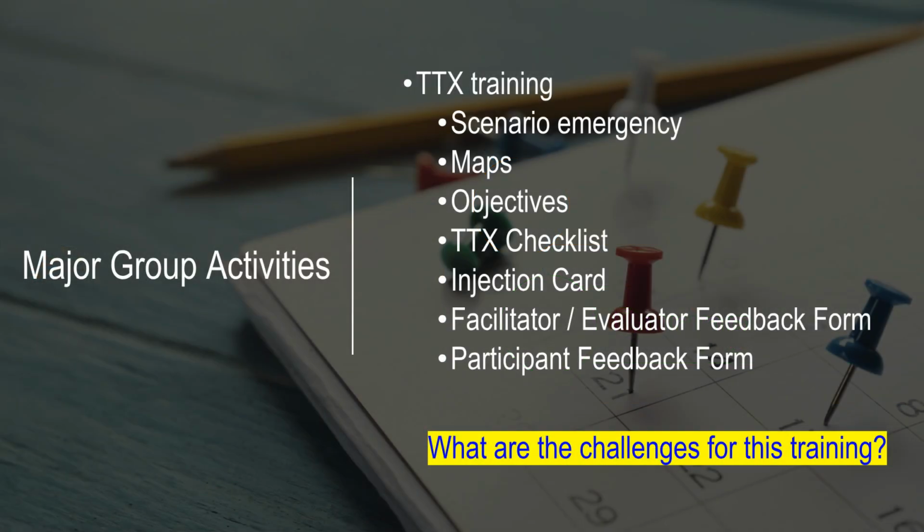Major group activities in a TTX include reviewing training materials, such as scenario emergencies, maps, objectives, and checklists. Feedback forms are also utilized for facilitators, evaluators, and participants. The challenge for this training is addressing what possibilities might be overlooked.